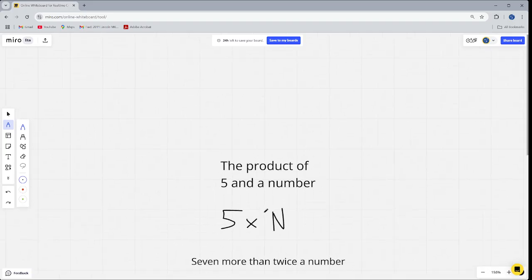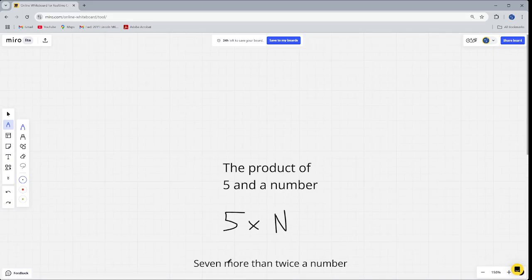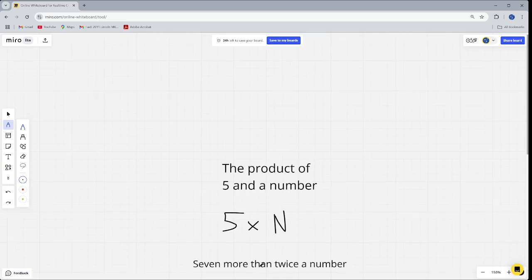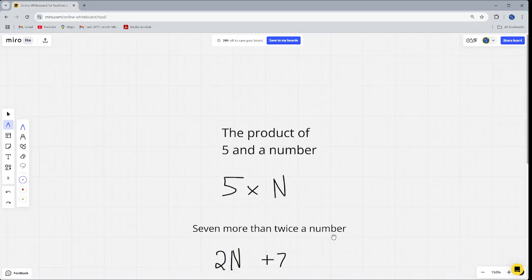Moving on, we have 7 more than twice a number. Okay, so this one's a little more complicated, but we can always start by adding the plus 7 here, because it's saying 7 more. And what's it 7 more than? Well, we know we have to add the 7 to twice a number. So we'll have 2 times n plus 7.